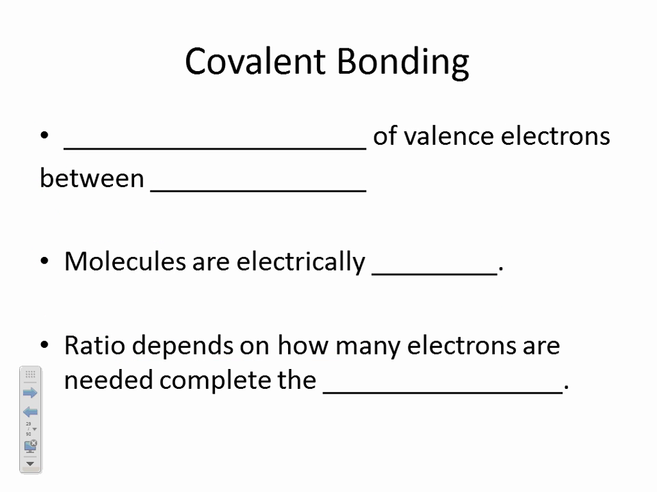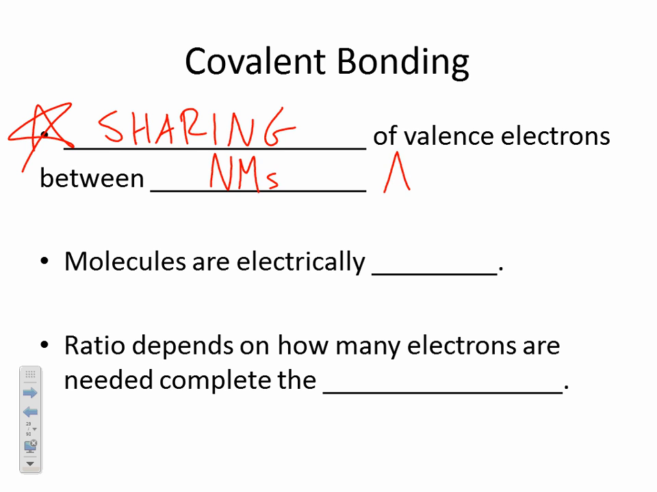So, covalent bonding. What do we have? We have a sharing. Oh, this is so huge. This is such an enormous point. Put lots of star circles next to this. Sharing of valence electrons between nonmetals. Really big. That's our key verb, right? It's a different verb than we had in ionic, where we had transfer of electrons. Now we have sharing of electrons.